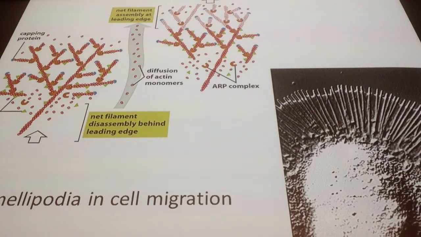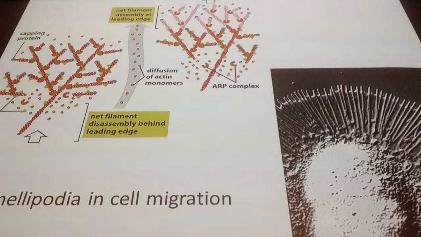A preview: migration. When cells cross or migrate, polymerization occurs toward the end, toward what we call the leading edge. And then at the lagging or trailing edge, there's depolymerization. Okay? And this is just a preview. That's all that you need to know for now, and we'll talk about the regulation later.